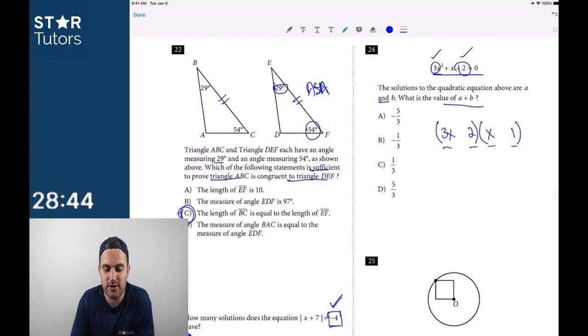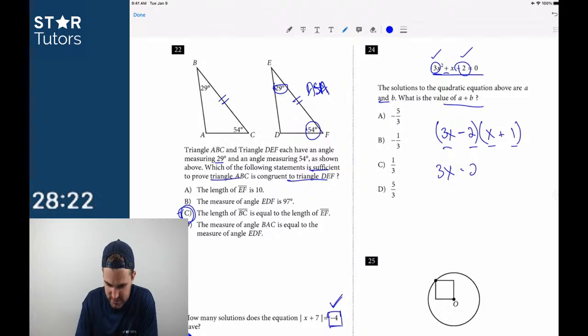Now we just have to figure out whether we have to move the 2 and the 1 around, whether it's positive or negative. So I'm going to say this is plus x here, so this should be 3x minus 2 times x plus 1. Then we foil that out, and we get 3x minus 2x is plus x. I think that's right. In this case, 3x is equal to positive 2, so x is equal to 2/3. X here is equal to negative 1.